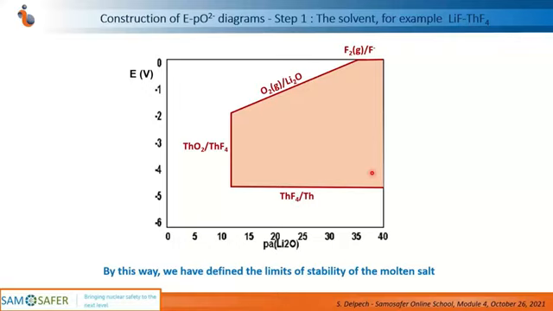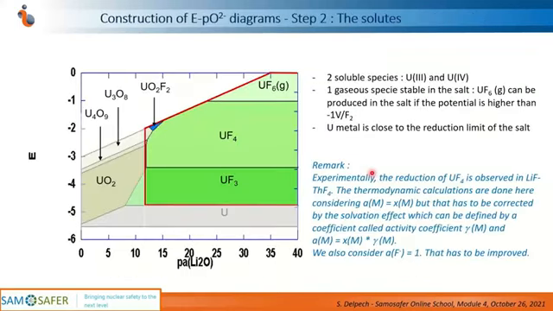Now, that is very good, but what can we do with that? We are going now to superimpose on this diagram the diagrams obtained for other elements. For example, for uranium. We did the same calculation for uranium, and we superimpose the limit of our solvent, lithium thorium fluoride.